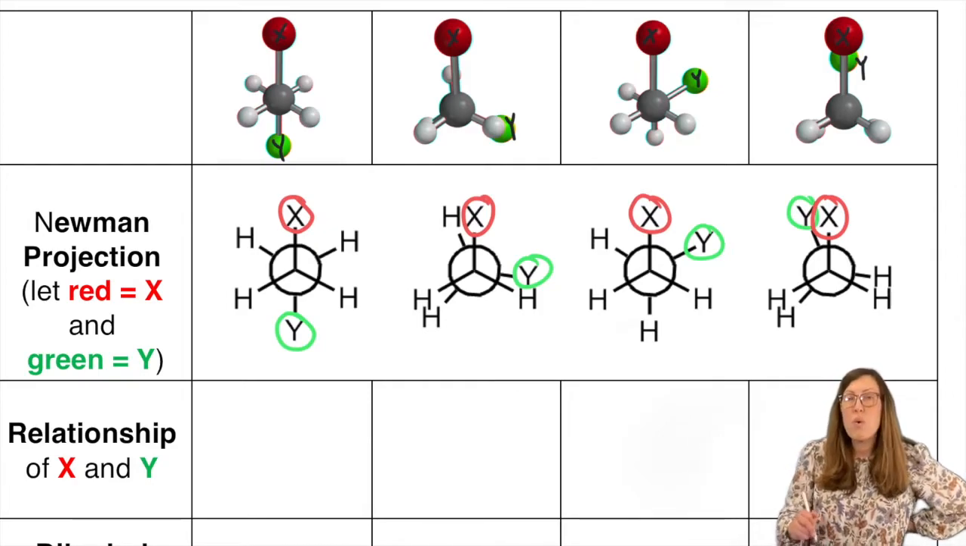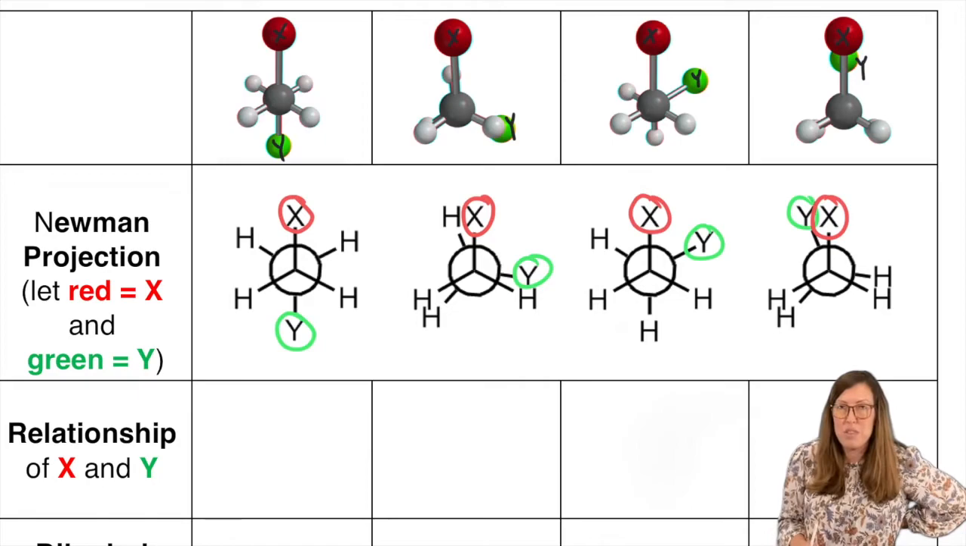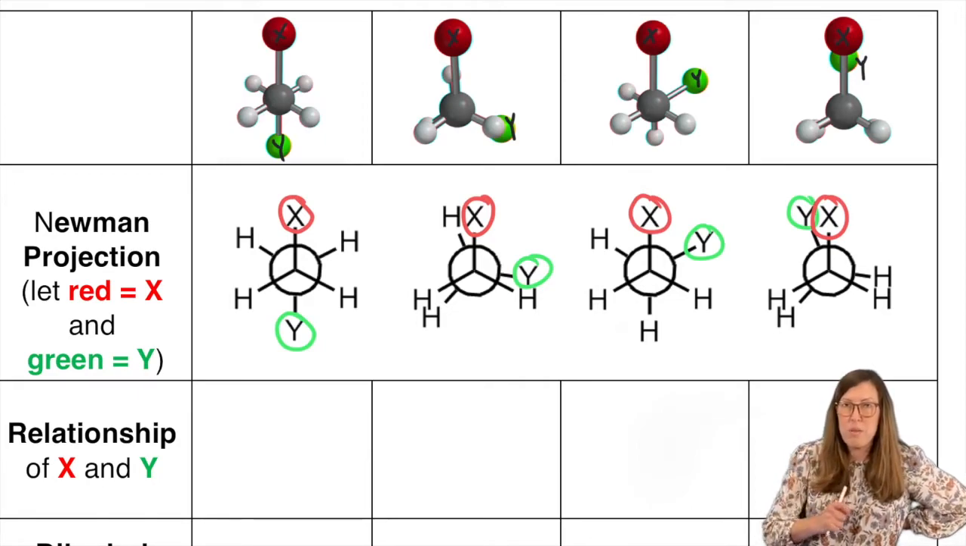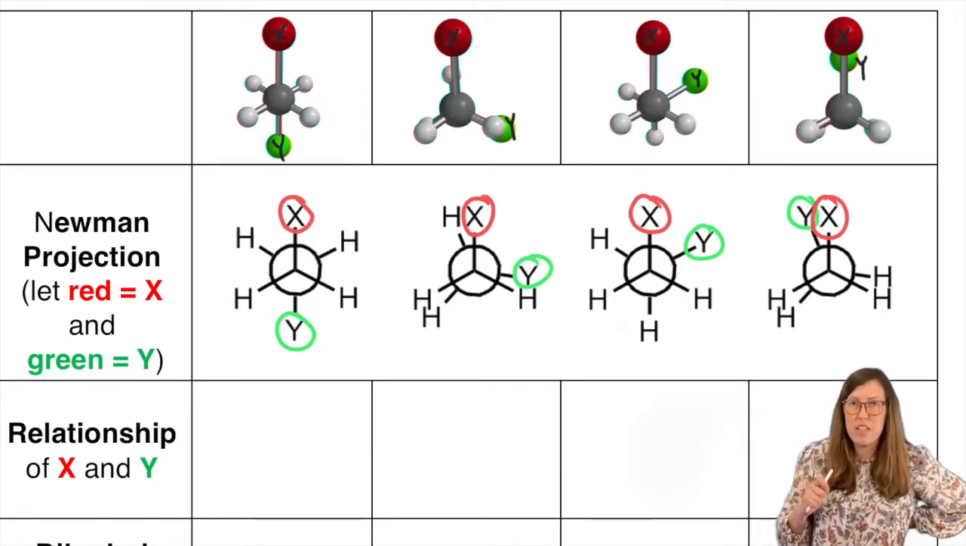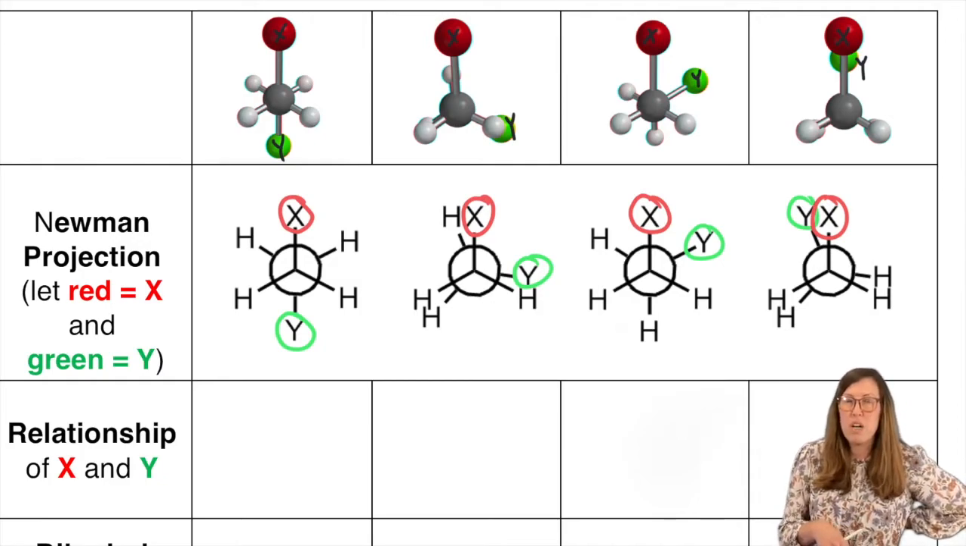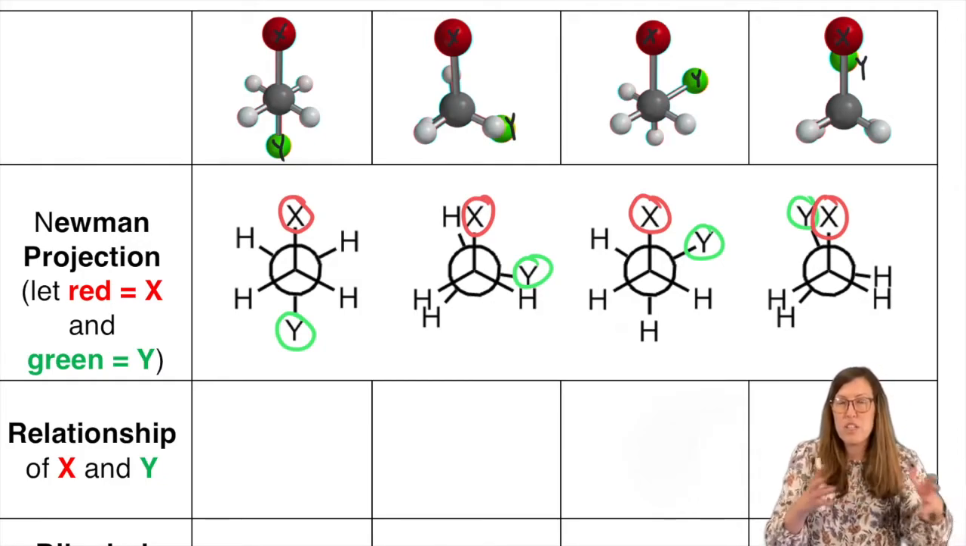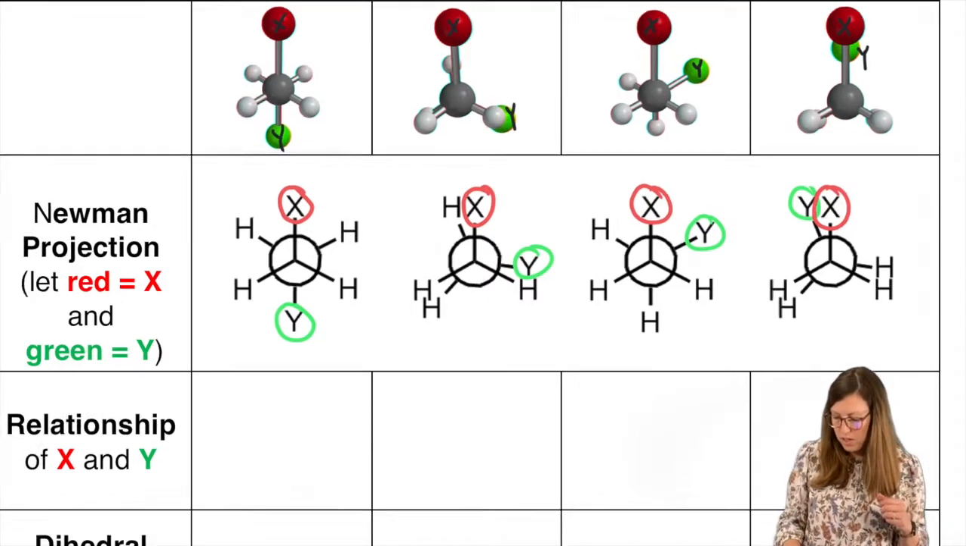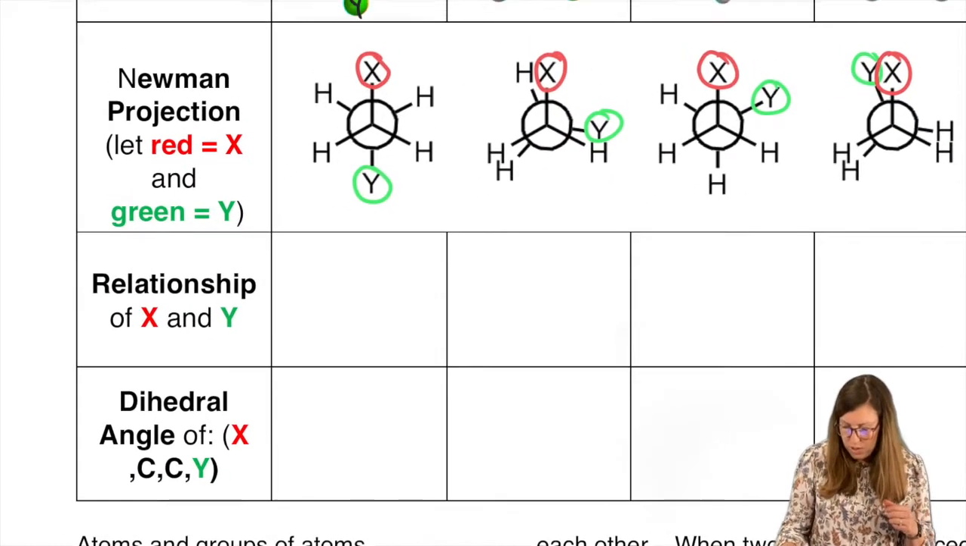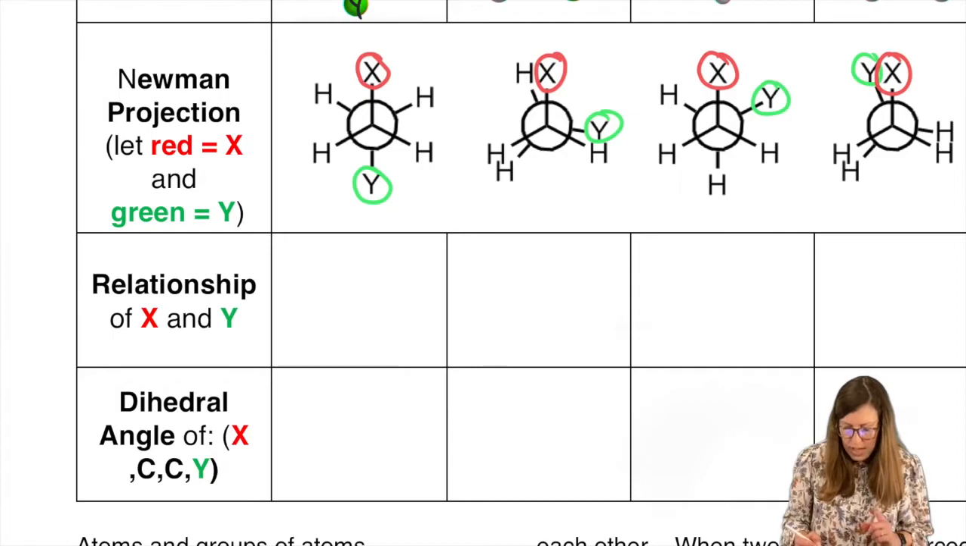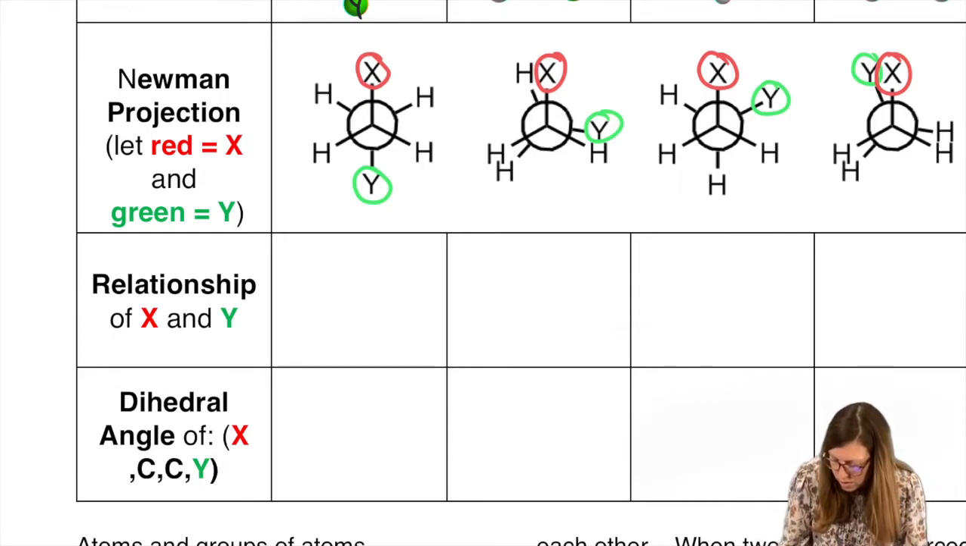Okay, so when X and Y are as far away as possible, which is desirable because X and Y will always be bigger than H. H is the baseline for the smallest thing, and you know, things repel each other. They like to be situated farther apart. So when X and Y are as far as possible, there's a name for that. That is called anti-periplanar or anti-coplanar. So it's kind of synonymous.